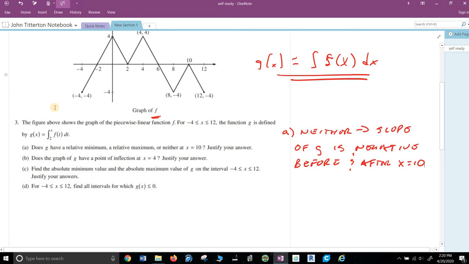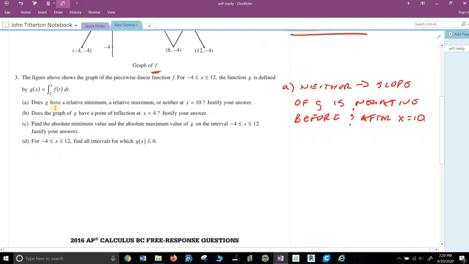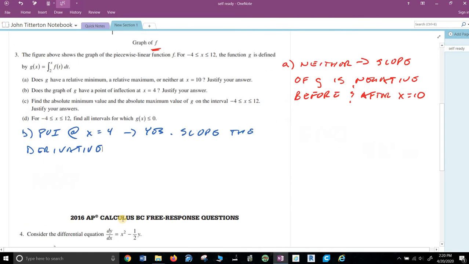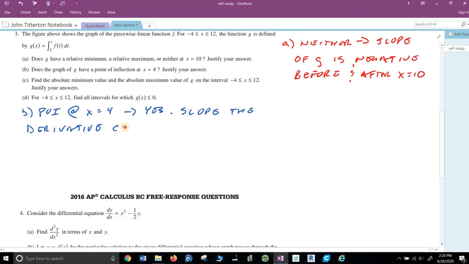Does the graph have a point of inflection at x equals 4? And the answer is yes. So let's see if I can write in y. B, POI at x equals 4. Yes. The slope of the derivative, so this is 4, changes from positive to negative.